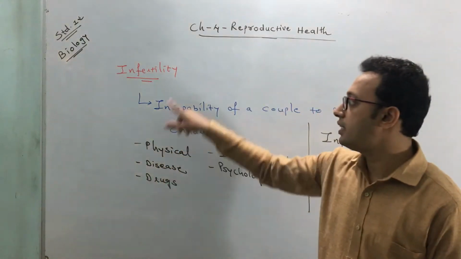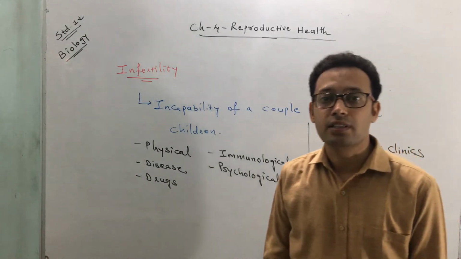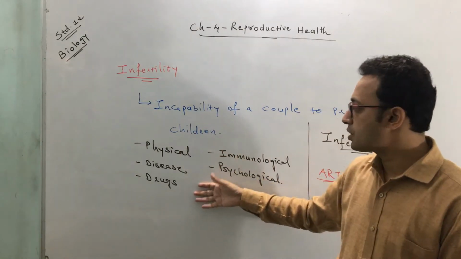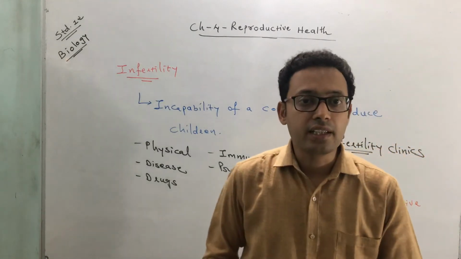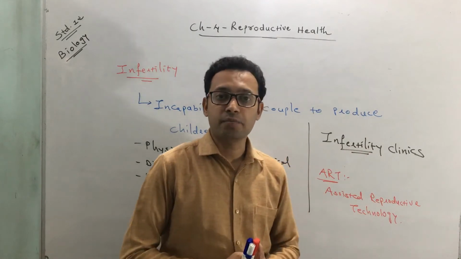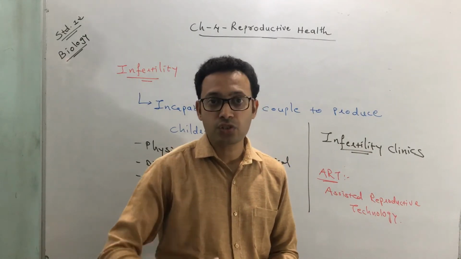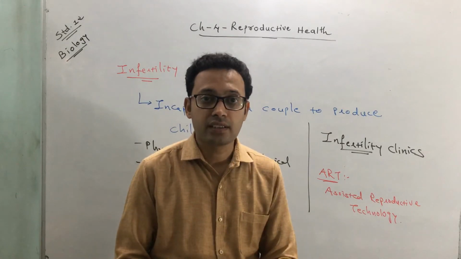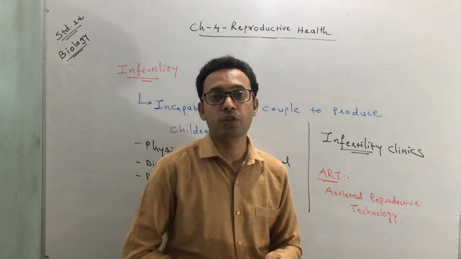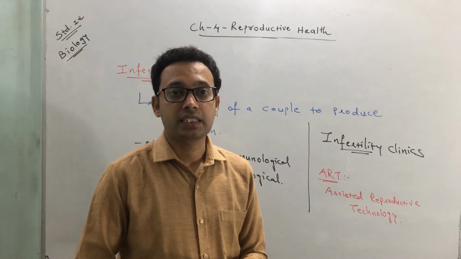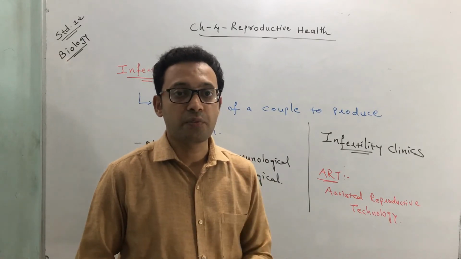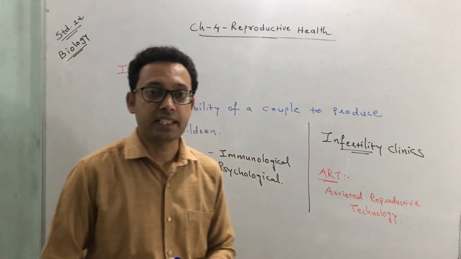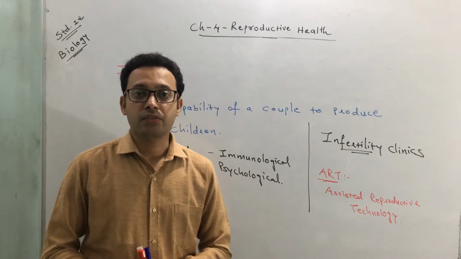So clear, students? So what is infertility? Infertility means incapability of a couple to have children. Why does it occur? A variety of reasons: physical reasons, diseases, drugs, immunological reasons and psychological reasons. In India and other parts of our world, there are specialized healthcare setups, which we call infertility clinics. They try to diagnose and correct the conditions associated with infertility. But for those conditions which cannot be corrected or reversed, newer techniques have been adopted, which we call ART, assisted reproductive technology. And ART is the most important topic from an examination point of view. So students, learn properly what is ART, assisted reproductive technology. So now let's start with ART.